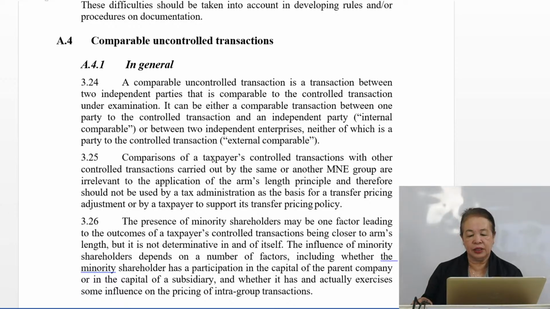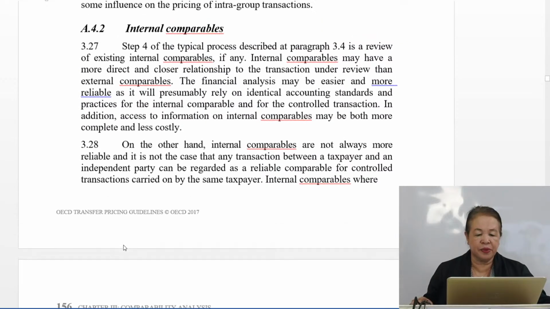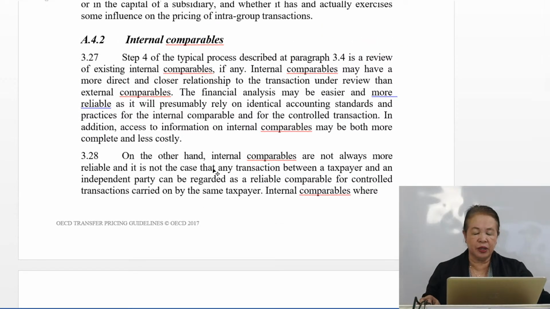Okay, so internal comparables. What are internal comparables? Step 4 of the typical process described at paragraph 3.4 is a review of existing internal comparables, if any. So ito yung sabi kong internal comparables, ito yung may transaction and associated enterprise with the unrelated party, if any. So internal comparables may have a more direct and closer relationship to the transaction under review than external comparables.